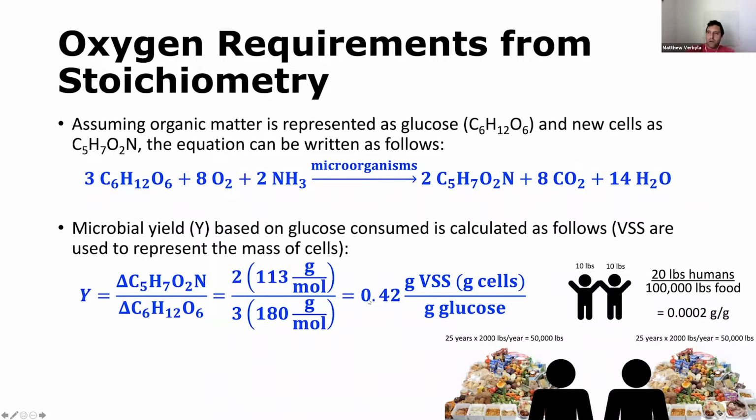So compare that to bacteria. You can see bacteria produce biomass much more efficiently than humans do, if we normalize it by the amount of food that they consume.